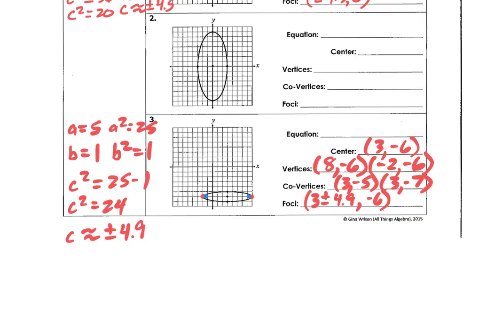And then my equation. Okay, once again, this is a horizontal ellipse. It's longer than it is taller, okay? And so the first thing that I always like to do is write out using the center.